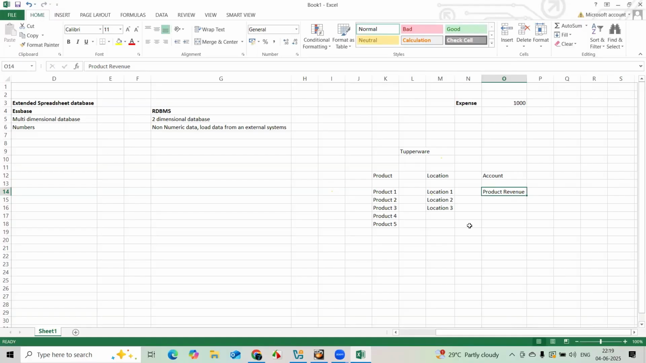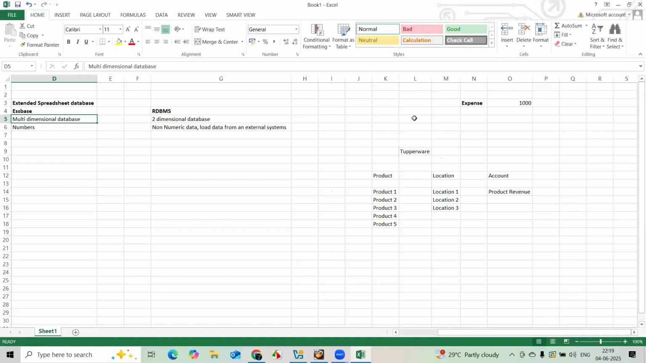So now let us see how the data will be stored. Based on how the data is stored, you can get a definite understanding of what is actually meant by a multi-dimensional database. In Essbase, the data is always stored in the form of combinations. So this is one thumb rule that you need to remember.